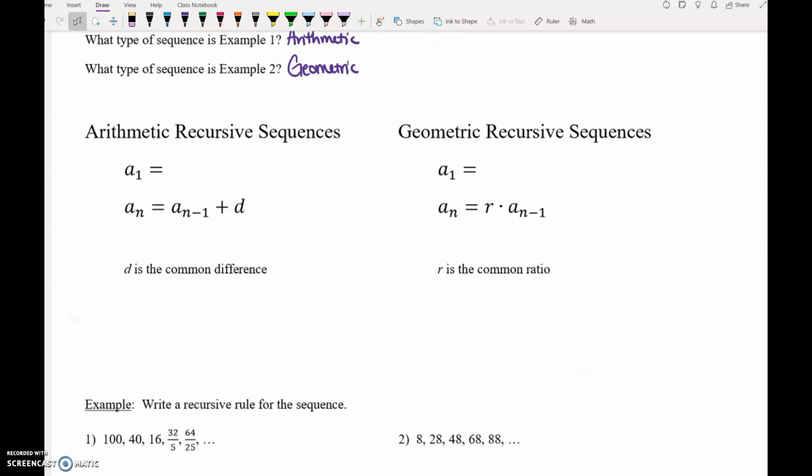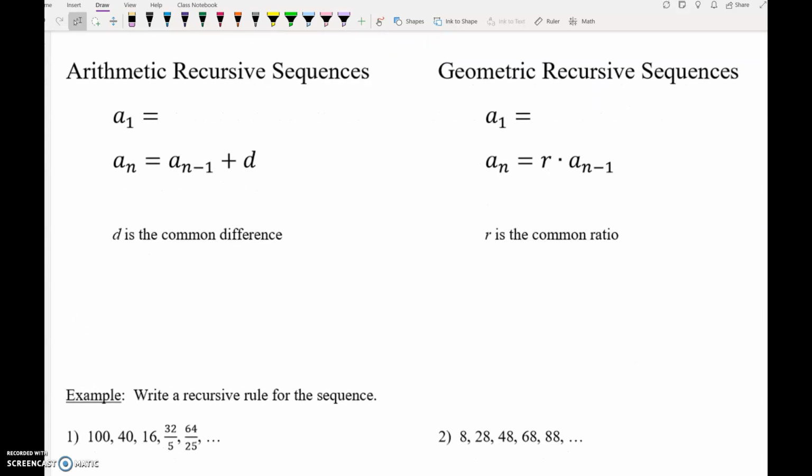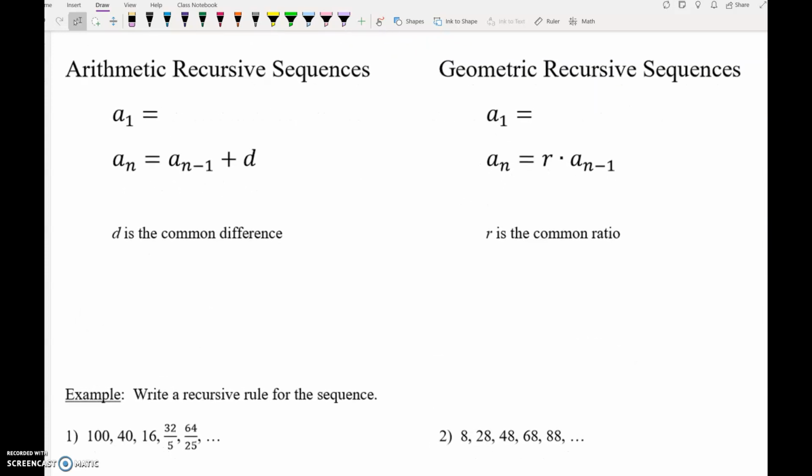But before we get to that, arithmetic sequence and geometric sequence, here are the rules. I left a blank because a sub 1 could be any number, whatever number you start with. But you have to list what your first term is, and then describe what's happening. You need to get familiar with this symbol, a sub n minus 1, because that means previous term. So previous term plus something, or something times your previous term.